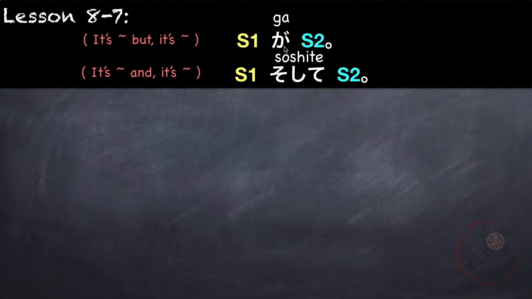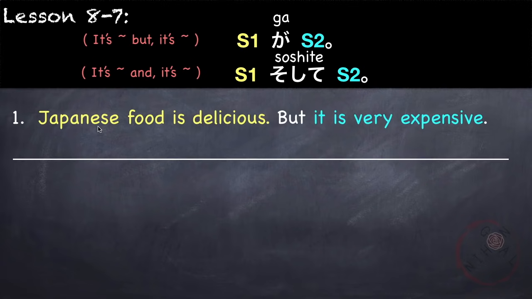Now connecting two sentences using が, or but, or and そして. S1 が S2, it's blank but it's blank. So this is not included in the grammar part of the lesson but it appeared in the vocabulary list, the word そして. So I'm just gonna include it here. First, using S1 が S2. Japanese food is delicious, but it is very expensive.